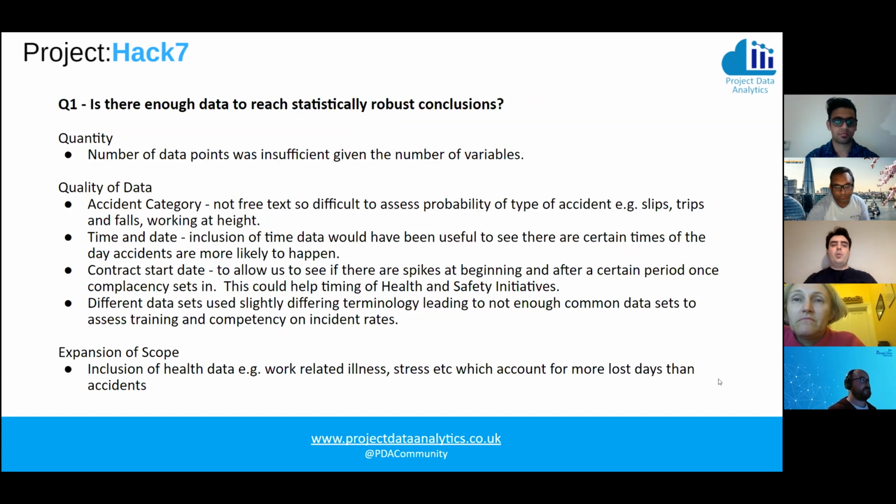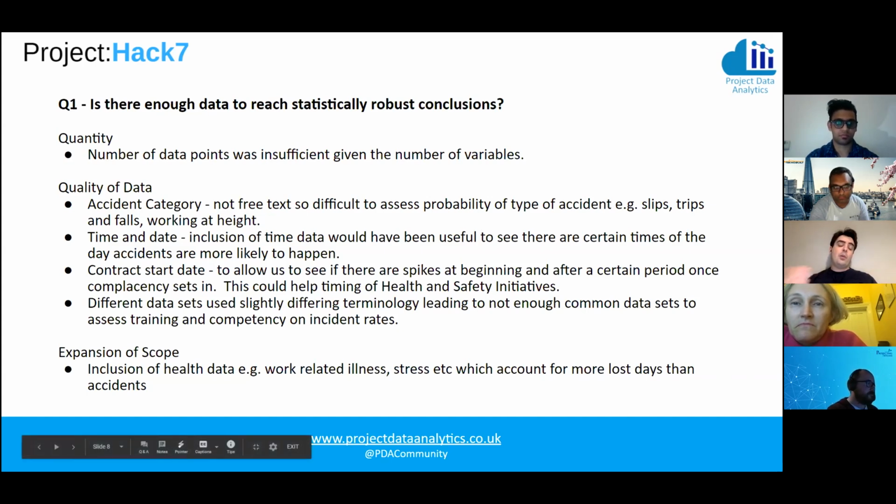On to the questions. The first question was, is there enough data to reach statistically robust conclusions? The first issue is that with the quantity of observations, especially after cleaning, the number of data was insufficient given the number of variables. There were some issues about quality of data, some interesting things were missing, such as accident category, time and date, contract start date.